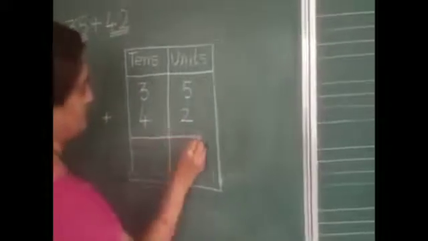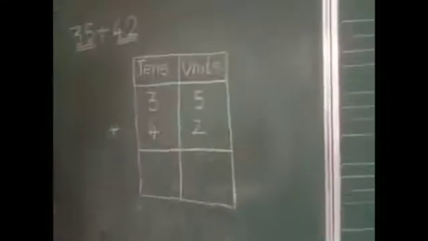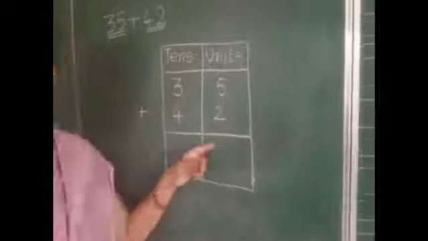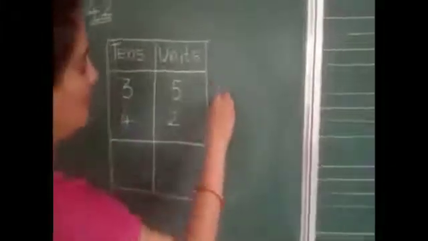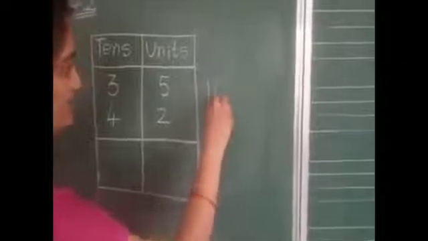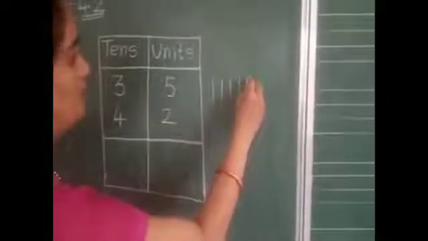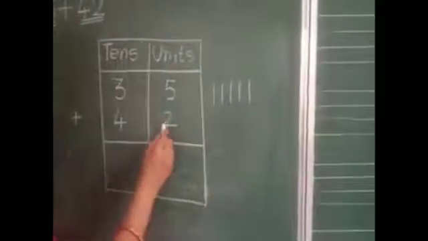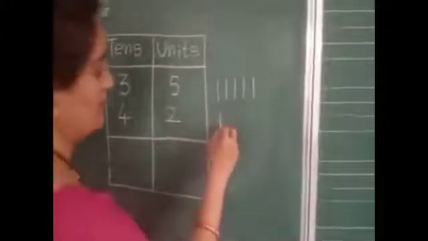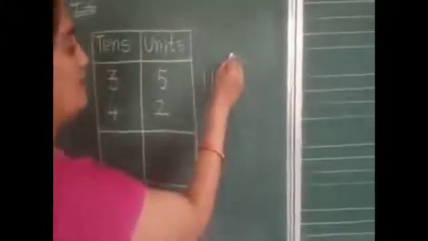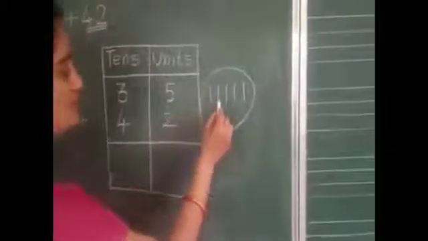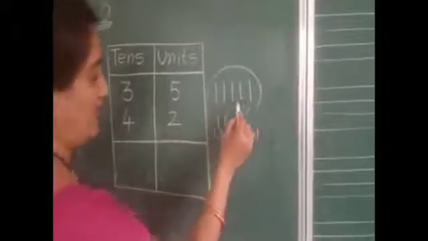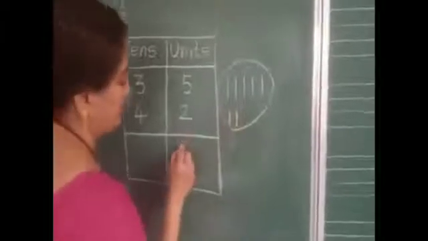By using your fingers, dots and circles, we can do the addition. Here which number is this? 5. Then we draw 5 lines here. 1, 2, 3, 4, 5. Which number is this? 2. We can draw here 2 lines. And how many lines altogether? Let's count. 1, 2, 3, 4, 5, 6, 7. We can write here 7.